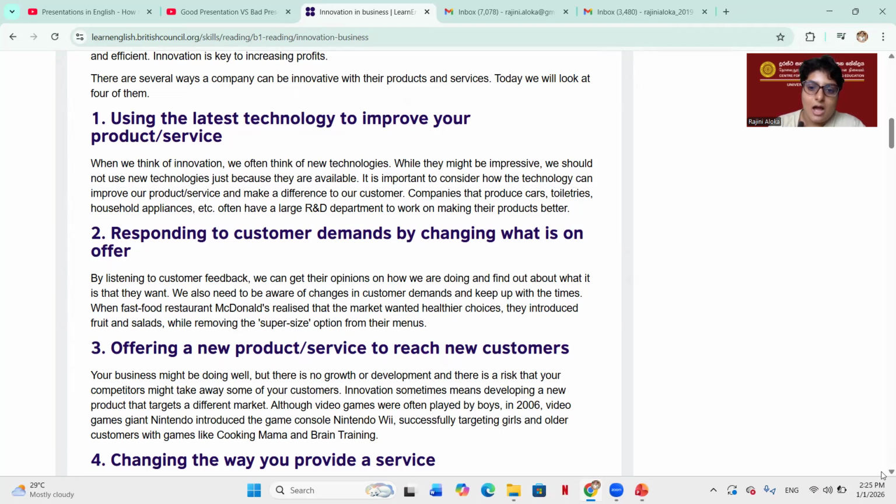Companies that produce cars, toiletries, household appliances, etc. often have a large R&D department. That means research and development, a department to work on making their products better.